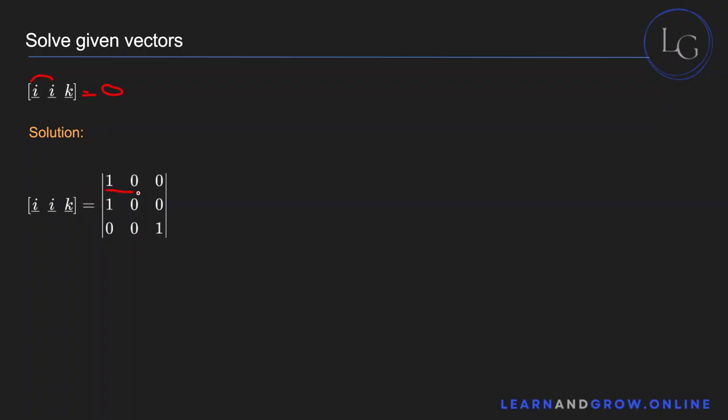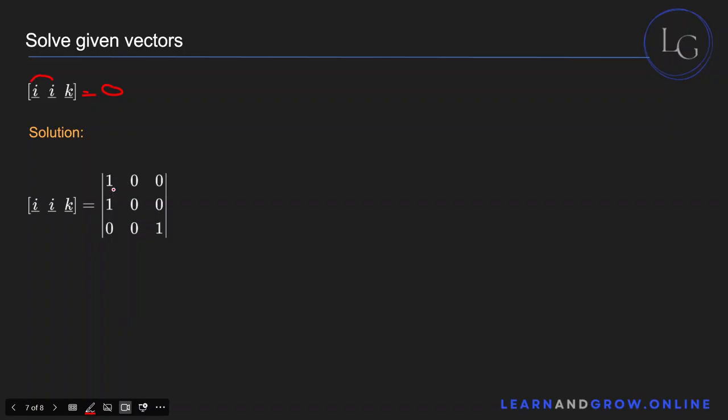This is the vector i, because it has just this one over here, which represents that you only have 1 in the x-axis, or i. The second one is again the same as it is again i, so you have 1 over here, and the third one is k, which means that you'll have this one over here, right?